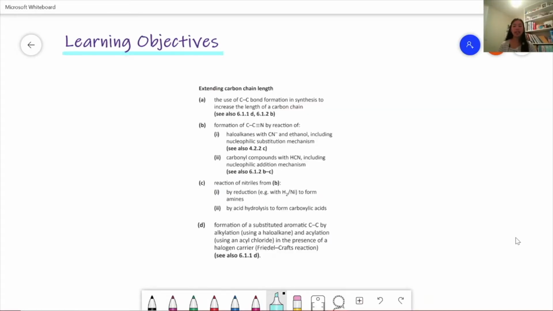Today we're going to be looking at extending carbon chain length. So we're going to look at the use of carbon-carbon bond formation in synthesis to increase the length of a carbon chain, and the formation of nitriles by reaction of haloalkanes with CN- and ethanol, including the nucleophilic substitution mechanism, carbonyl compounds with hydrogen cyanide, including the nucleophilic addition mechanism, and the reaction of nitriles by reduction with hydrogen and nickel to form amines, and by acid hydrolysis to form carboxylic acids. And then finally, we're going to look at the formation of a substituted aromatic carbon-carbon single bond by alkylation and acylation in the presence of a halogen carrier.